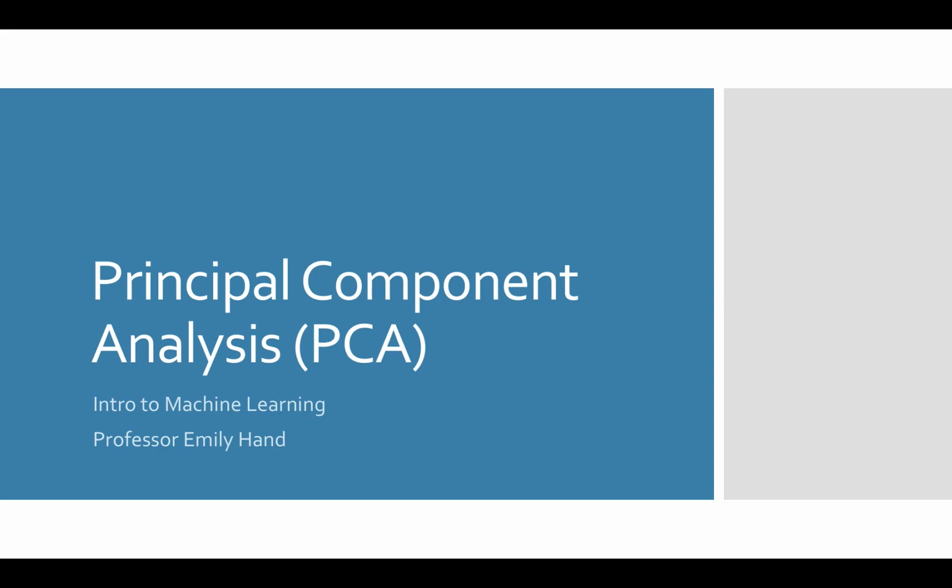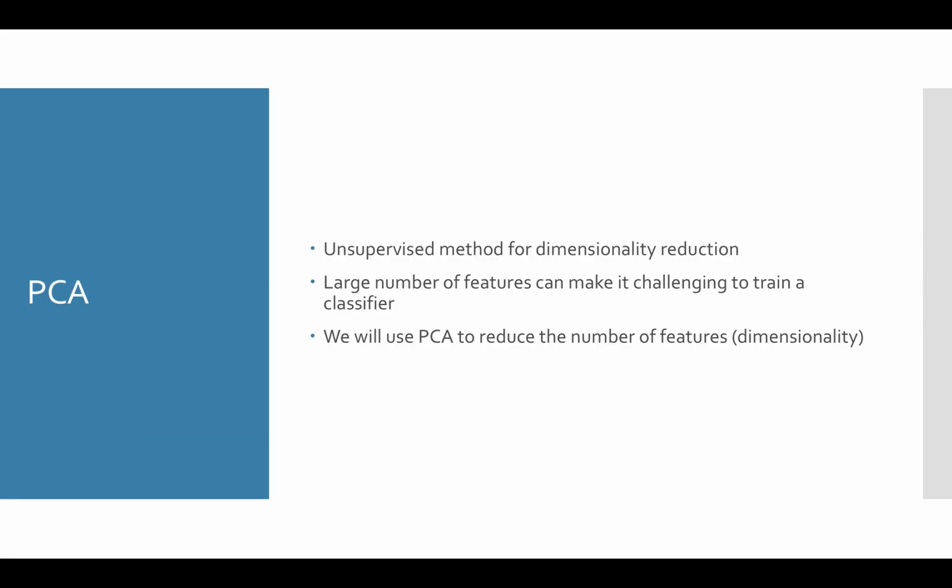In today's lecture, we're going to cover principal component analysis, or PCA. PCA is an unsupervised method for dimensionality reduction. If we have a large number of features, it can make it really challenging to train a classifier.